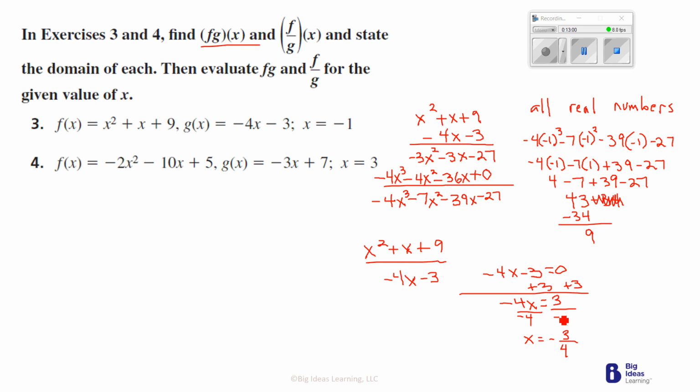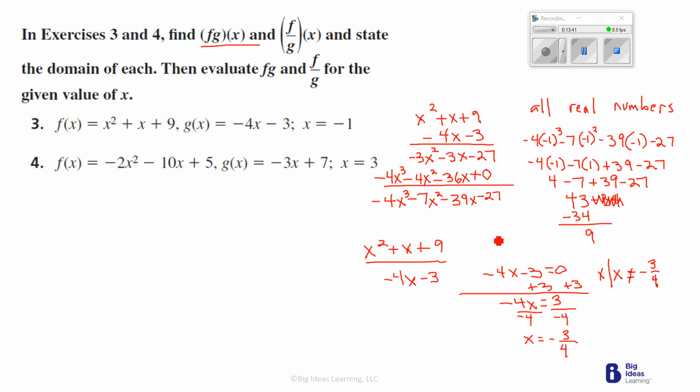All right? And now it's saying they want us to go ahead and work this out again with negative 1. Oh, I'm sorry. We were still working on the domain, weren't we? So the domain is all real numbers except that it cannot be negative 3/4. So I guess to say, x cannot equal negative 3/4.